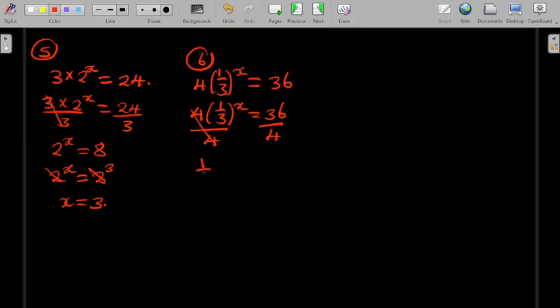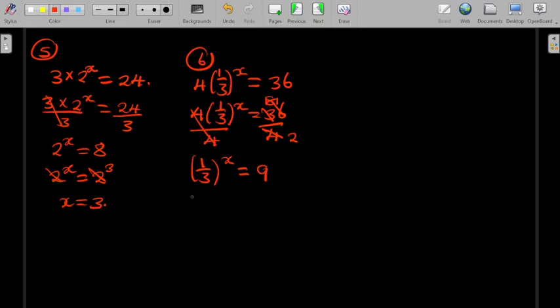So we have 1 over 3 to the power x, which is equal to 36 divided by 4. So I'll say 2 into 4, we get 2. 2 into 3, 1, remainder 1. So 2 into 16, that's 8. So we have 18 over 2, which gives 9.